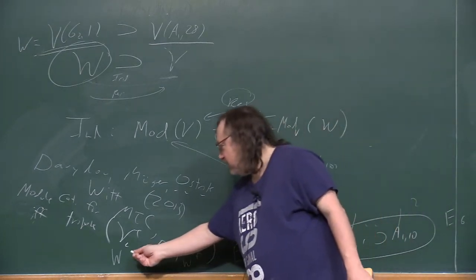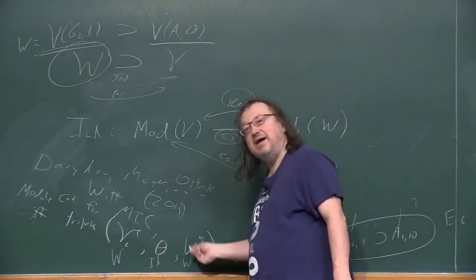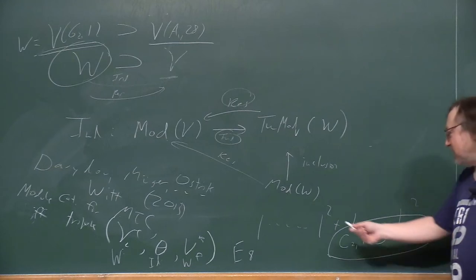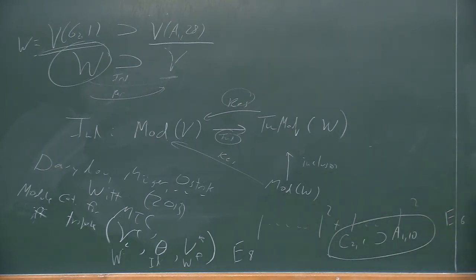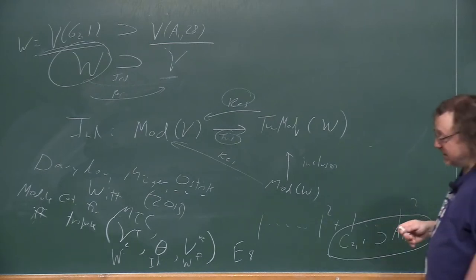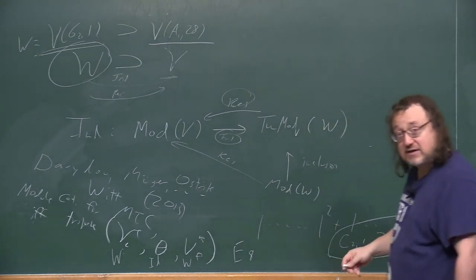So you have your W, identity, W. So the modular invariant, the partition function, looks like a sum of squares. Finally, you have the E7 one. That's the one you're asking about. And so E7 has to have a triple to it. Everything has to have a triple.